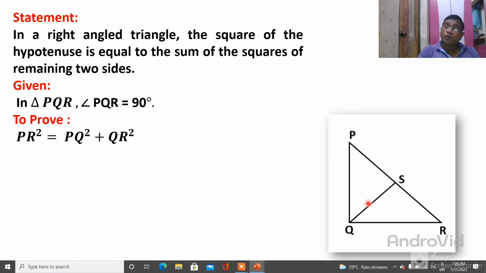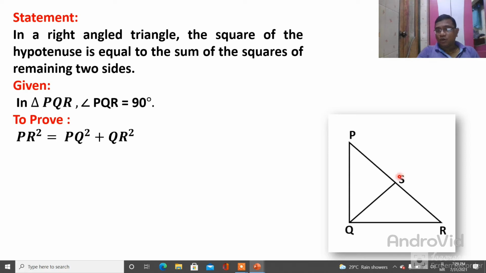So if you want to do the construction, which construction are you doing? You draw QS perpendicular on PR. See, this QS is perpendicular. So this QS is perpendicular on what? On PR. Okay. So this construction is done here. But in my mind, why am I doing such a construction? Why do I draw this QS perpendicular on PR?